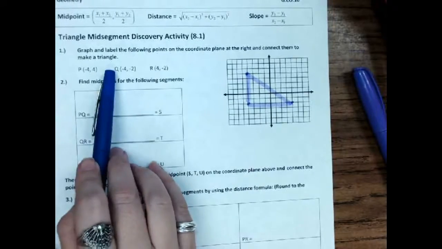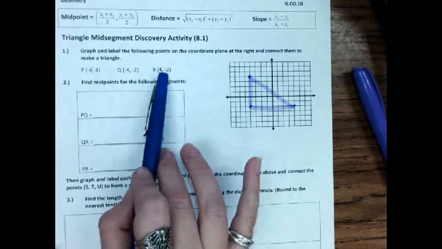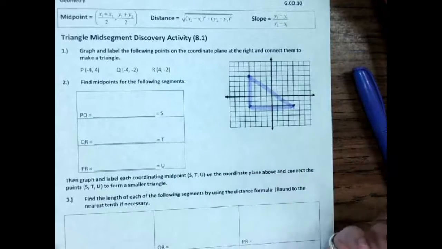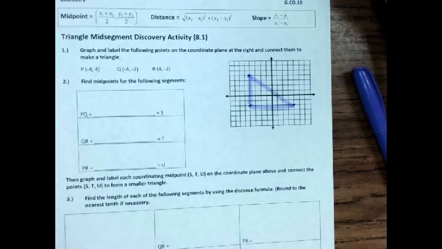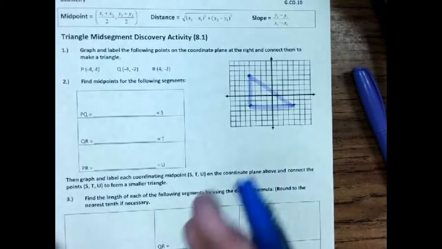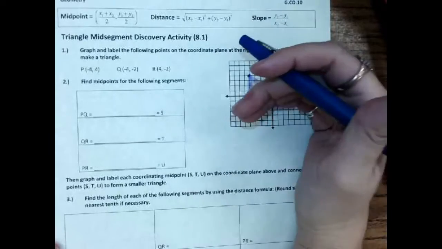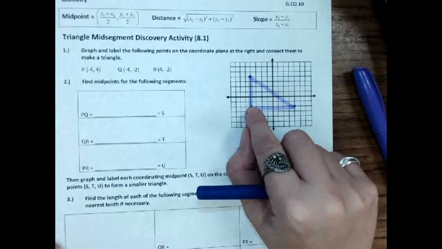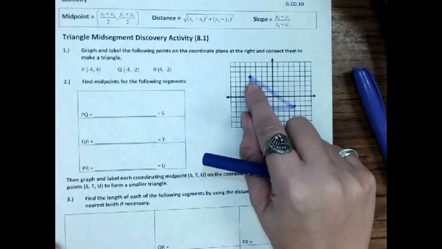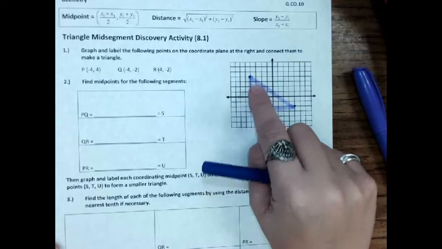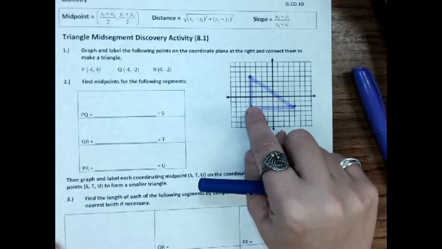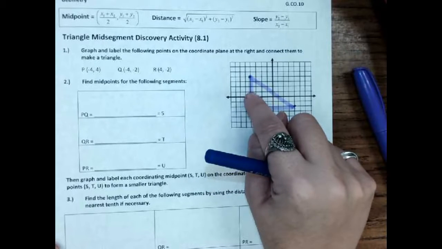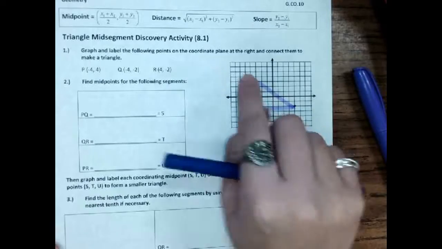Step 1 says graph and label these points, and I've already graphed them and I connected them and they make a triangle there. Then it says find the midpoint of the following segments. Well, we gave you one that's pretty easy to do, and if the segment is going vertical or horizontal, it's really easy to find the middle. We can just say, well, this segment here is 1, 2, 3, 4, 5, 6 boxes tall. So if it's 6 tall, then the middle has got to be 3 up. So the middle is right here.